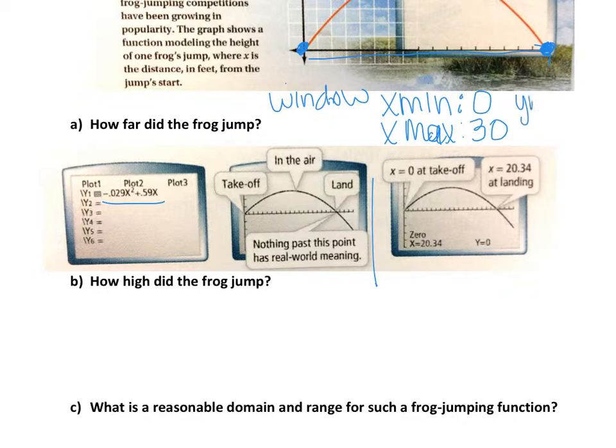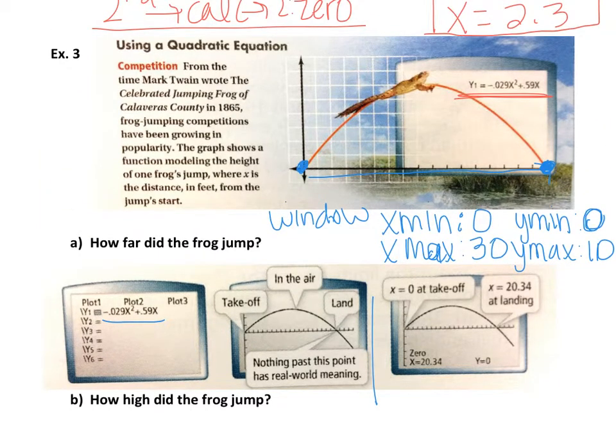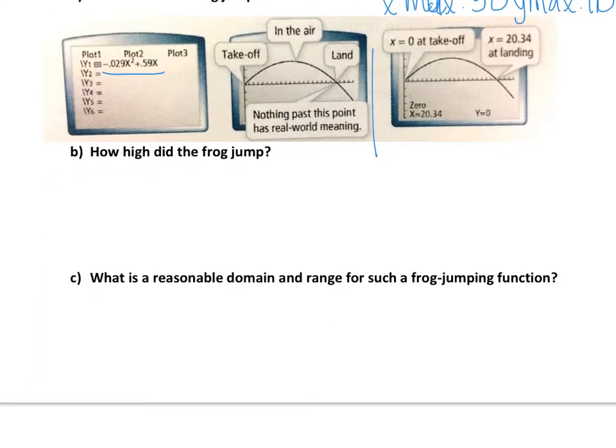Now your y min, same thing. We don't have negative distance, so we're going to start it with 0 and see how high up he goes. So in your y max, you can leave it at 10. If you adjust your window, you'll be able to see this parabolic curve a little better. So you're going to type in the equation into y equals.